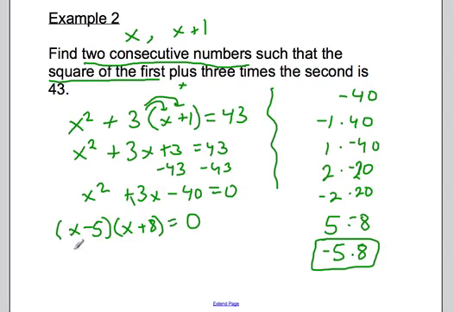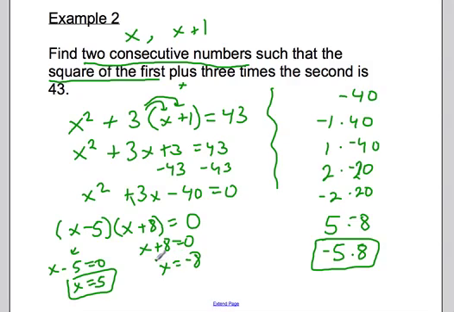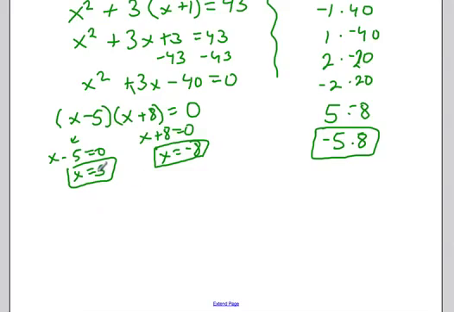And if we solve this, we've got x minus 5 equals 0. So x equals 5. And we've got x plus 8 equals 0, or x equals negative 8. Okay, now be careful though, that's not our answer really, because it's saying find two consecutive numbers with this property. So we've got two possibilities. The first number could be 5, or the first number could be negative 8.